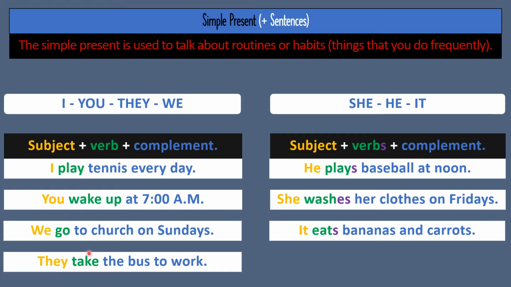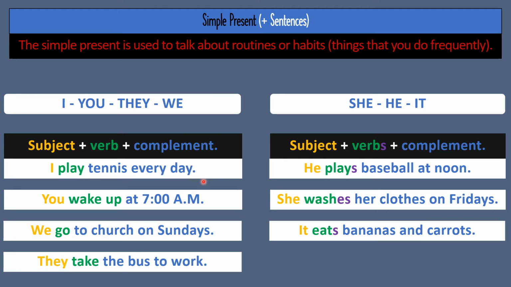It's not conjugated. But with the subjects she, he, and it, the third person, we need to conjugate the verb, usually with s. Here we need the subject plus a verb conjugated for the third person plus a complement. For example, he plays, she watches, it eats. Here we have s because we are talking about the third person, she, he, it. Notice, I play, he plays.